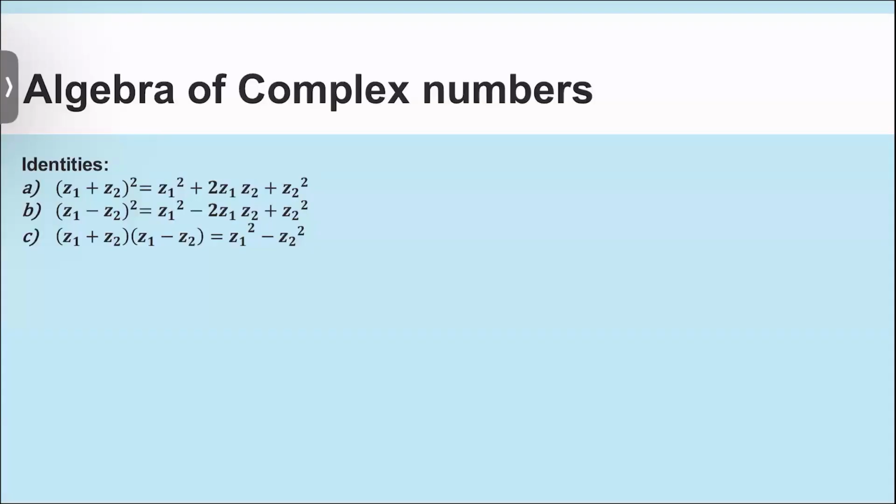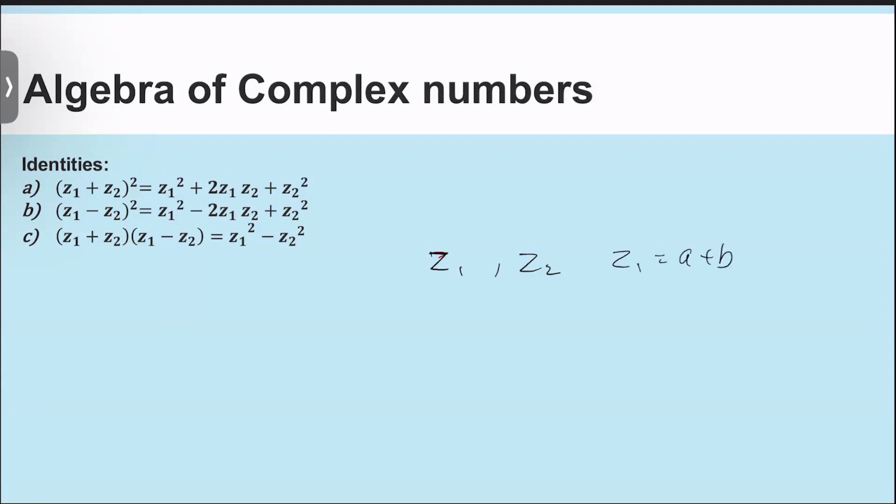The first three identities that we will be using deal with two complex numbers. So you have two complex numbers, Z1 and Z2. Suppose Z1 is equal to a plus bi, and Z2 will be c plus di. These are your two complex numbers. Now we will see for each of these how we can simplify the left hand side and try to prove that the left hand side is equal to the right hand side.